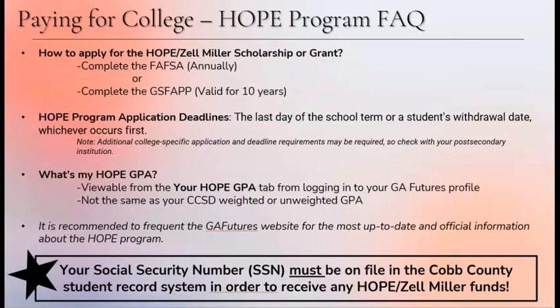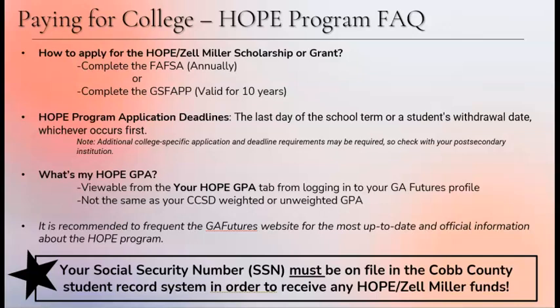And what is my Hope GPA? We often get that question, and it's viewable from the Hope GPA tab from logging into your Georgia Futures profile. So again, www.gafutures.org. And remember, you've got multiple GPAs. There's the Cobb County weighted GPA, the Cobb County unweighted GPA, and then there is your Hope GPA, which is different from both of those. We recommend that you frequent the Georgia Futures website for the most up-to-date and official information about the Hope program, as it is ever changing.